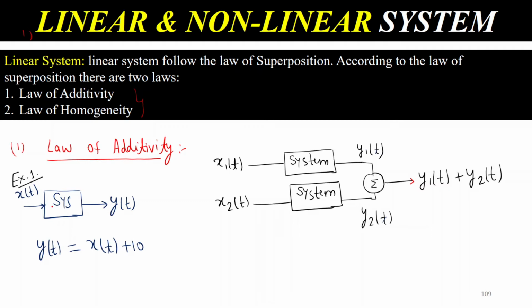For example, if one system is given to you, y(t) = x(t) + 10. How to check additivity? When x1(t) is given to the system, you get y1(t) = x1(t) + 10, because the system is adding 10 to the input. Similarly y2(t) = x2(t) + 10. So what will be the summation y1(t) + y2(t)? It will be x1(t) + x2(t) + 20.